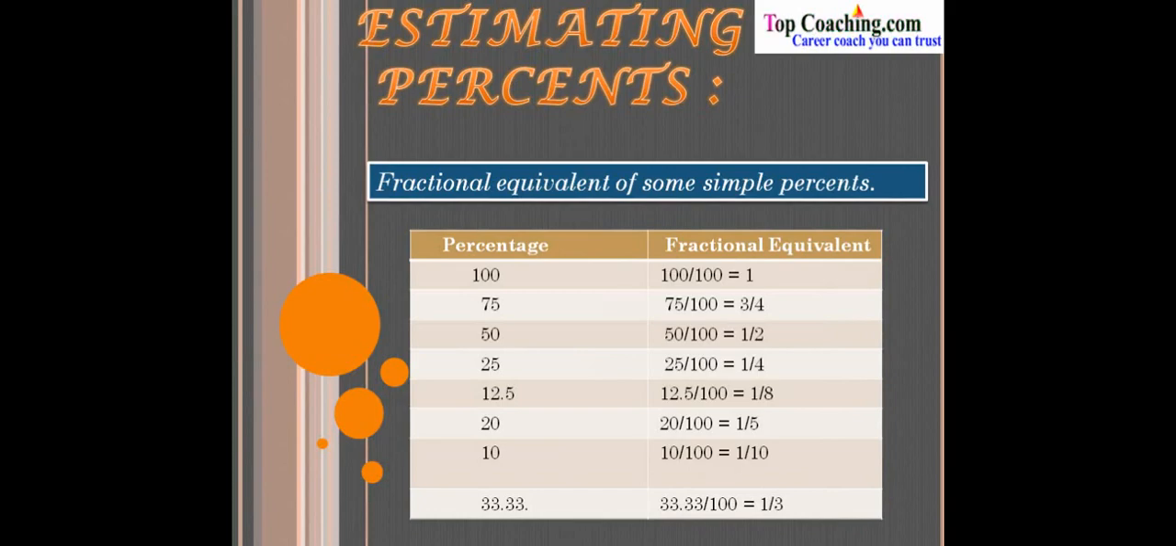Similarly, 50% means 50 divided by 100, which is equal to 1 by 2. So 1 by 2 is equivalent to 50%. Similarly, 25% would be equal to 25 by 100, which is equal to 1 by 4. 12.5% would be equal to 12.5 divided by 100, which is equal to 1 by 8. 20% would be 20 divided by 100, equal to 1 by 5. 10% is 10 divided by 100, which is equal to 1 by 10. 33.33% is equal to 33.33 divided by 100, which is equal to 1 by 3. So these are some of the fractional equivalents of some important percentages. Now based on this, let's try to estimate the percentage.